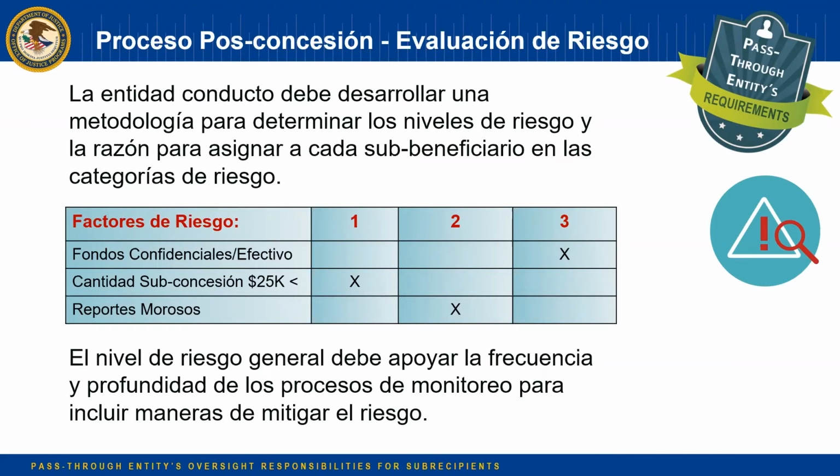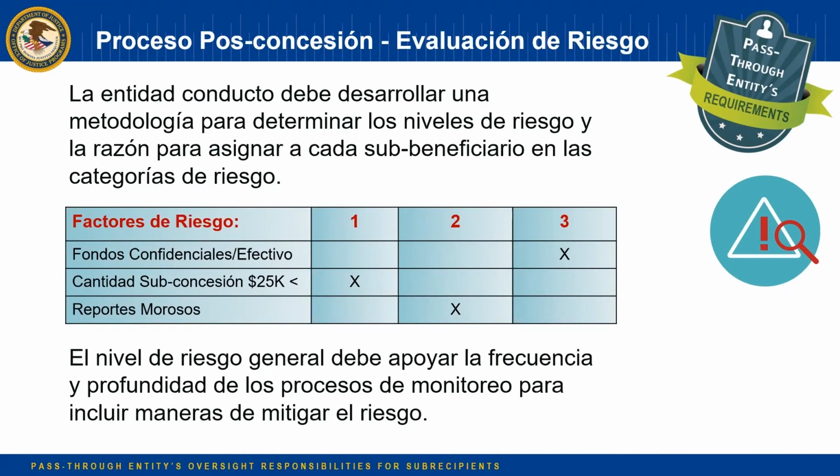So a small award of $25,000 would put them at a lower risk, not necessarily meaning that mismanagement cannot happen down at the lower level award, but again, it probably wouldn't rank high on the attribute factors that I'm looking at. And then delinquent reports.